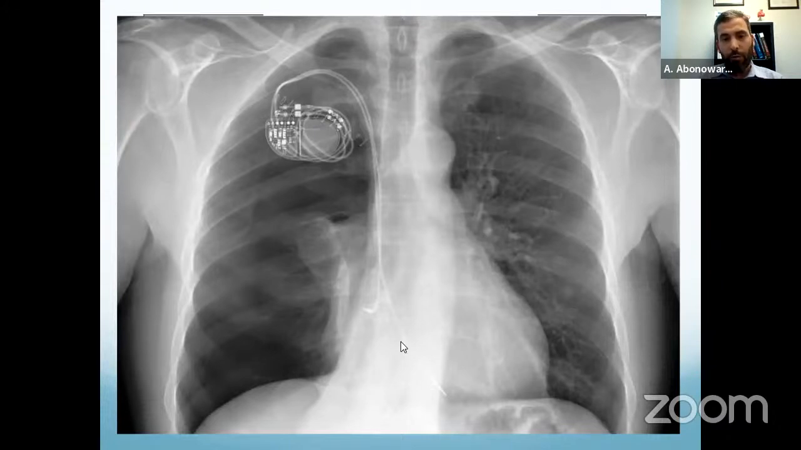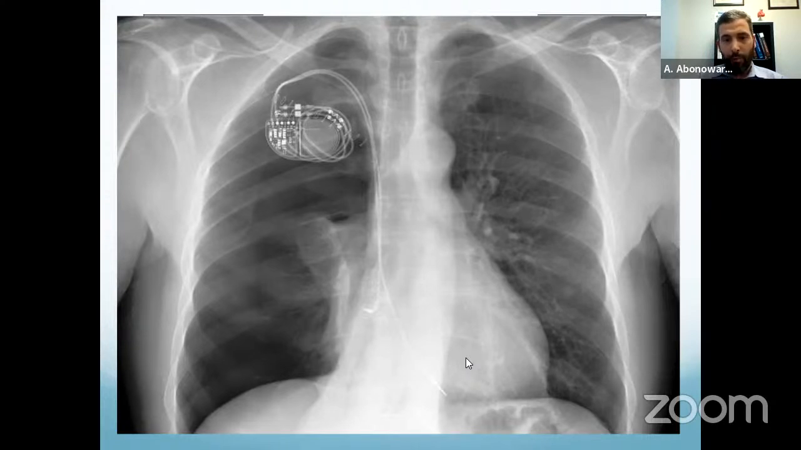Anyways, the patient came with shortness of breath, and you can see a typical large pneumothorax. It's actually a tension pneumothorax. And it also pulled the leads back a little bit, the right atrial lead and right ventricular lead, because of the tension pneumothorax. So this needs urgent attention with a chest tube. And also we need to interrogate the pacemaker and make sure it's working well.